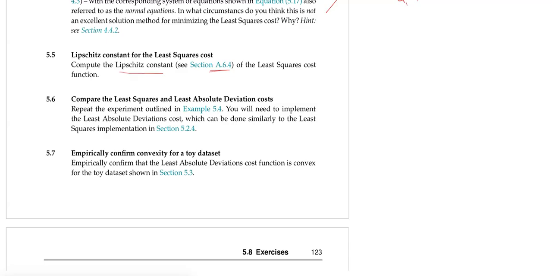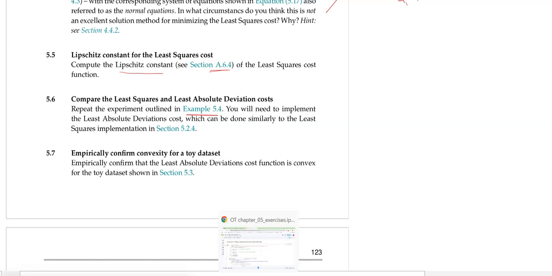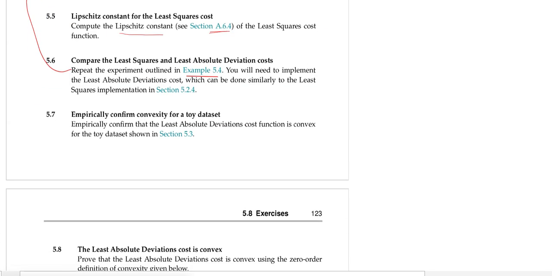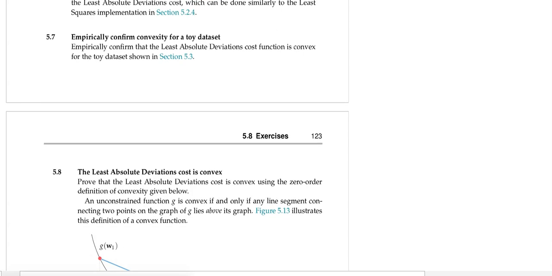How to compute that? Compare the least squares cost and the least absolute deviation cost. Repeat the experiment in example 5.4. Whatever you are doing here, on this you need to compare these two, least squares and least absolute deviations, and empirically confirm the convexity on a toy dataset. The toy dataset is also there. Confirm the convexity. Exercise 5.7, what is given, let us see.